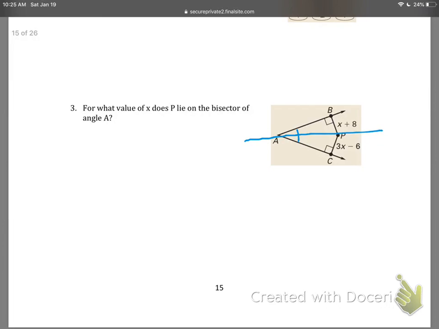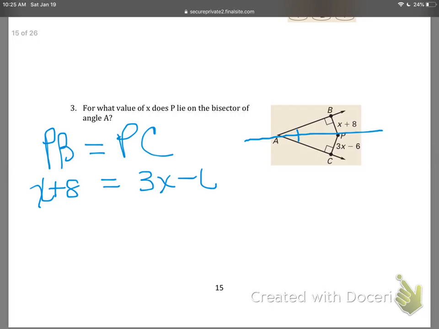It lies on the bisector of angle A if, so get your expression, or I guess equality, PB equals PC. So what do we have for PB? PB is x plus 8. That has to equal PC, which is 3x minus 6. All right, two-step problem. Subtract x, rewrite your equation. I have 8 equals 2x minus 6.